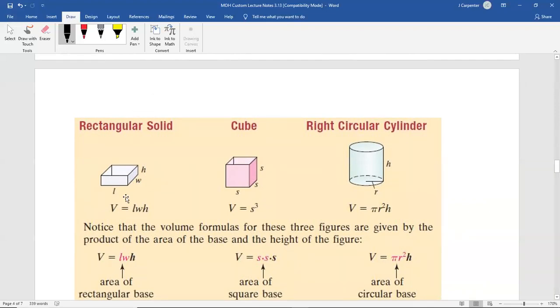So for a box, this formula is kind of an extension of the area of a box, length times width. So length times width times height. If all these were the same, length times length times length, or s times s times s, that just becomes s cubed. So cubes are just a special case of a rectangular solid, of a box.